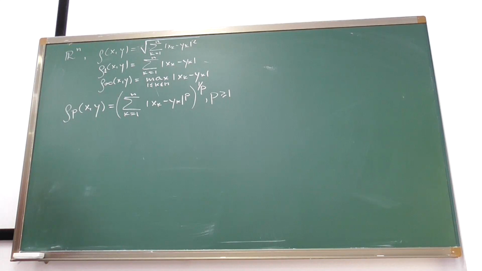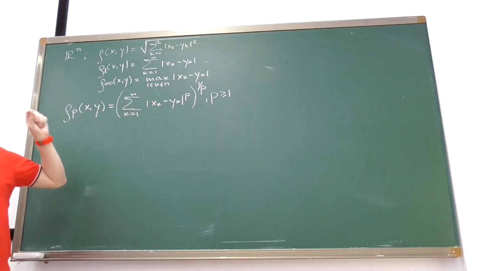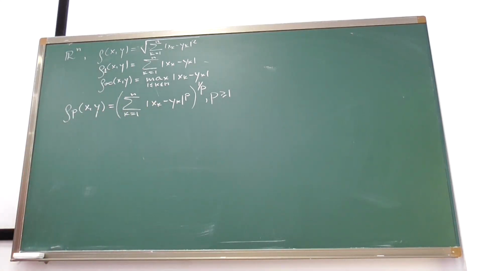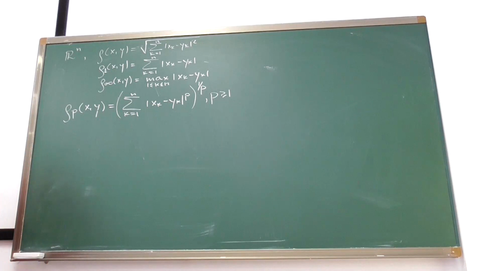Let's briefly check the first two axioms of the metric. So does the first axiom hold? This expression, the metric, equals 0 if and only if x equals y. Is this the case? Yes, it is the case. What about the second one? If we flip x and y, do we get the same result? Yes, because of this absolute value.